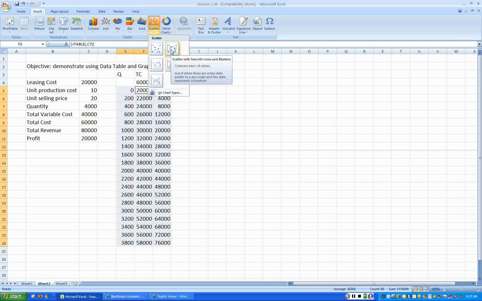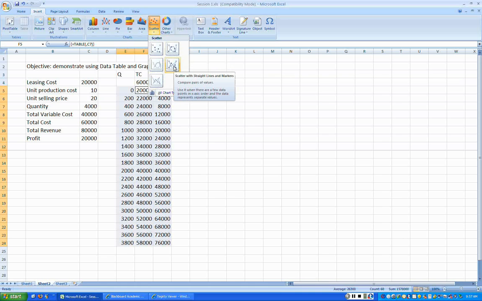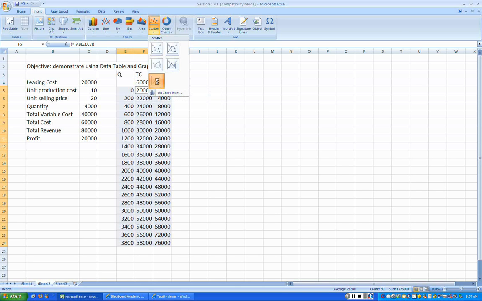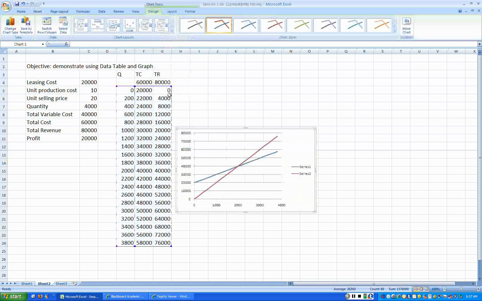Here you get the data points connected with a smooth curve. Here you have a smooth curve without data points. Here you have data points connected by straight lines. Here we have the data connected without data points but with straight lines. So click on that one. Once you click on that, you get the graph here.